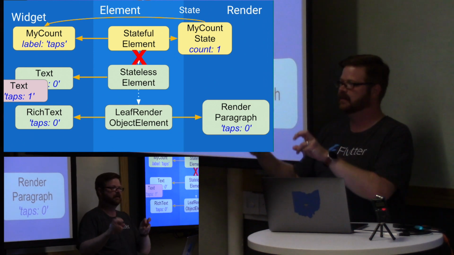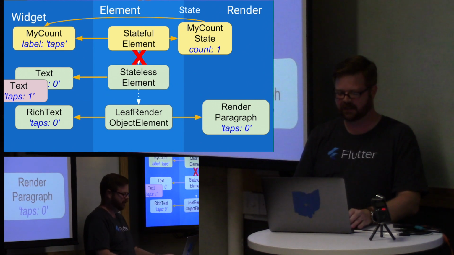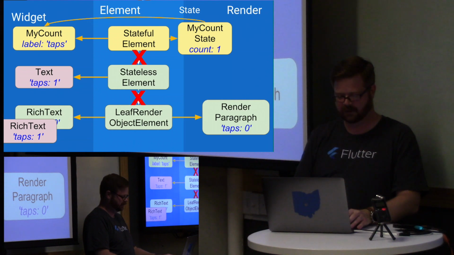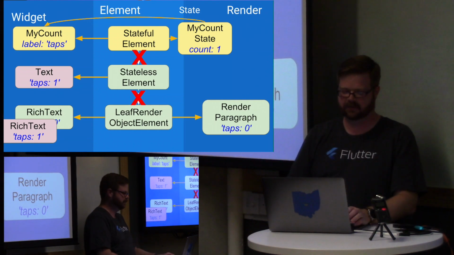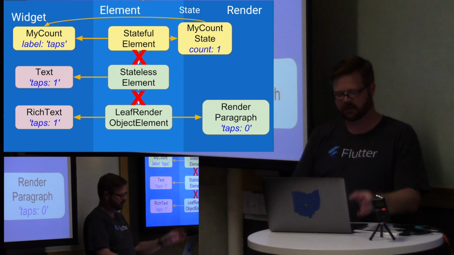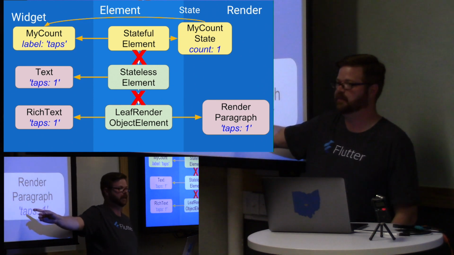So it still taps. It combines that with the new count from the state object to make a new text widget. And the same process that you saw before, the stateless element goes, ooh, I got a new configuration. I got to ask it for new kids. So it gets a new rich text. Rich text comes in. The render object is updated. And now we can go render this and paint it to the screen.